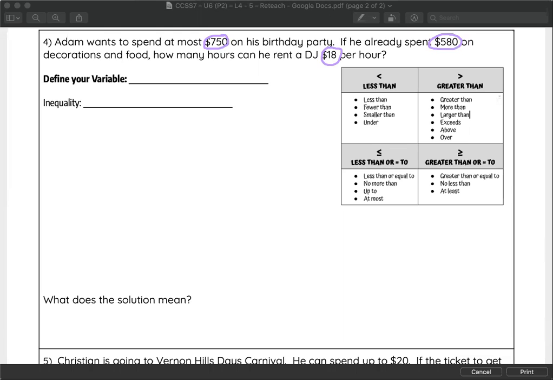So I've circled my numbers. Let's highlight some key words here. So he wants to spend at most $750. And I see all the way over here, at most is less than or equal to. He already spent $580 on decorations and food. How many hours can he rent a DJ at $18 per hour? And underlining the question, how many hours? So that tells me I'm going to use H equals the number of hours.